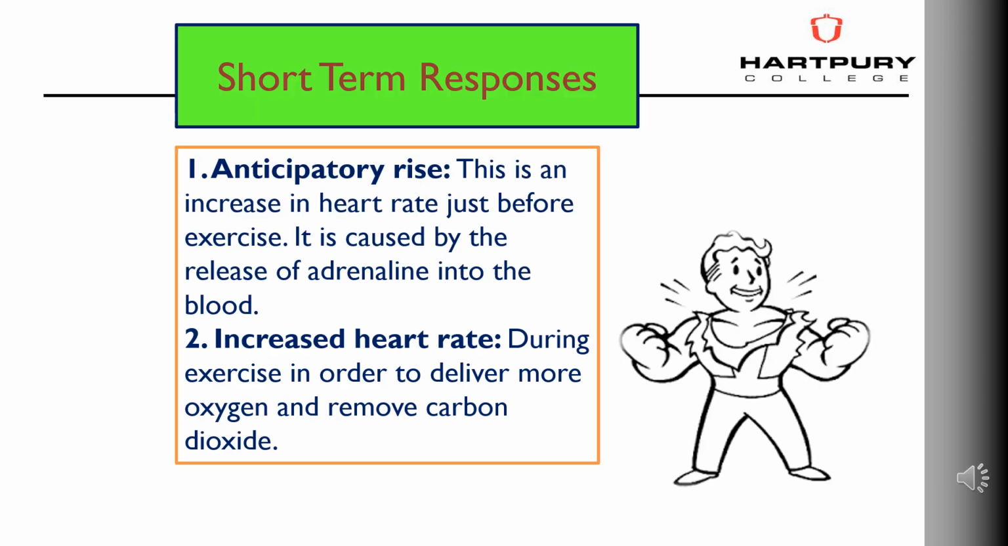Short-term responses then, starting from the top. We have written in our last lesson all the responses down, and now we'll look into further detail. So we have anticipatory rise, and that's an increase in heart rate just before exercise, and that's caused by the release of adrenaline into the blood, and that sympathetic system speeding the heart rate up. That also links to that increase in heart rate. So during exercise, in order to deliver more oxygen and remove carbon dioxide, we increase our heart rate. The sympathetic system increases our heart rate to deliver more oxygen. Okay.